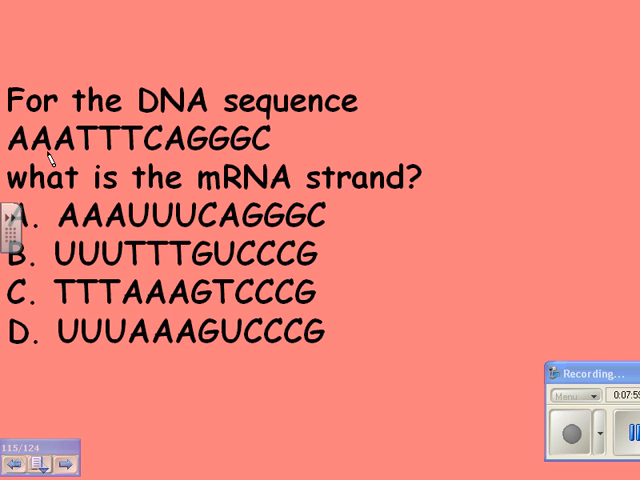For the DNA sequence, what is the mRNA strand? Okay, so you know for mRNA, there's no T's. So I'd get rid of these. Opposite of AAA would be UUU. So it's this one.